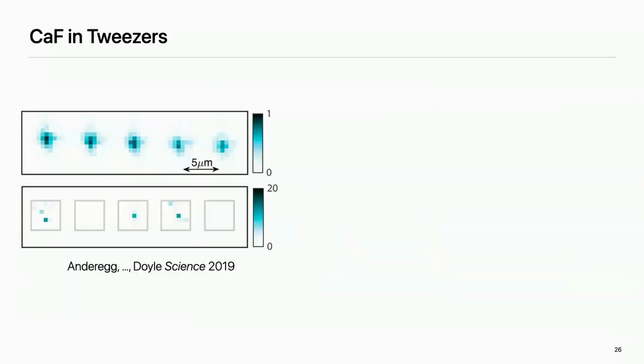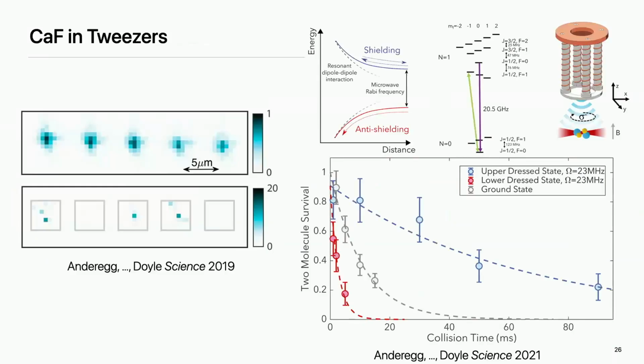So in tweezers, these are images of individual molecules trapped in optical tweezers. And this has been used, for example, to look at controlled collisions between molecules. And it turns out you can apply microwave radiation, so just some 20 gigahertz source.